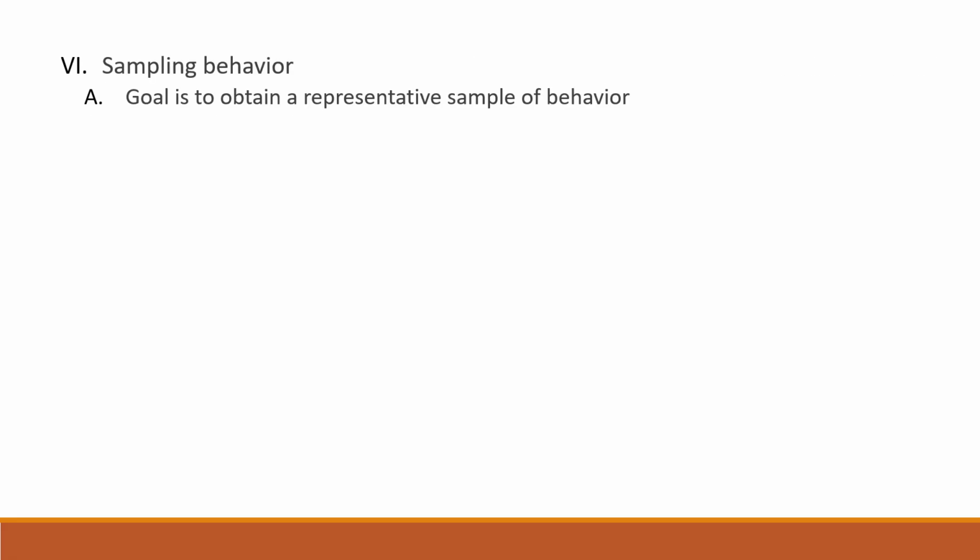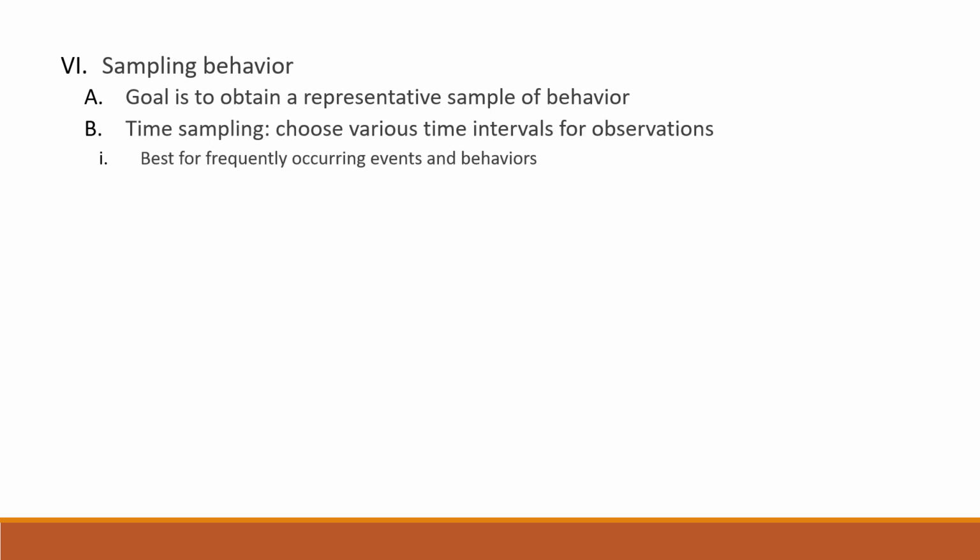When we are examining behavior, we can't capture every little behavior someone engages in over the course of their life, right? We have to take a sample of that. The goal of sampling behavior is to obtain a representative sample of a behavior, and there are a few different methods for doing this. First is time sampling, where we choose various time intervals for observations.